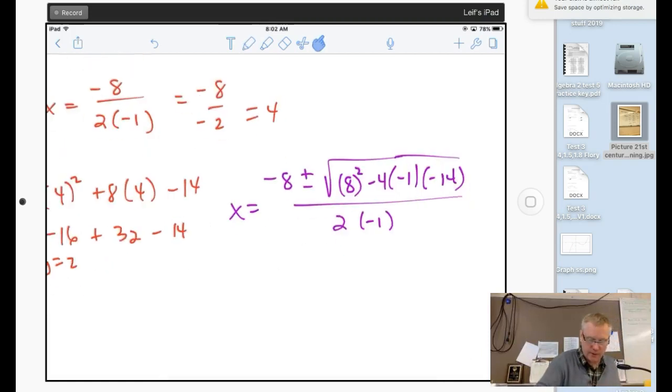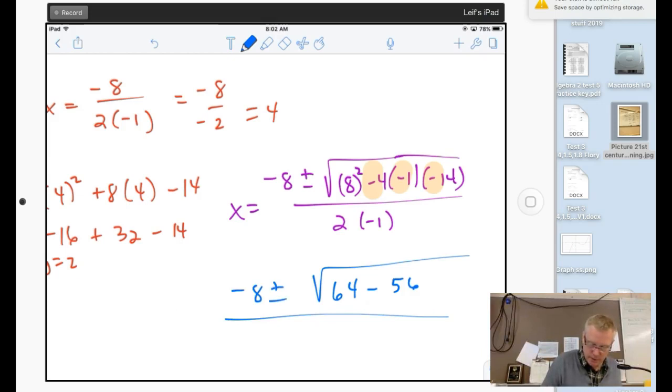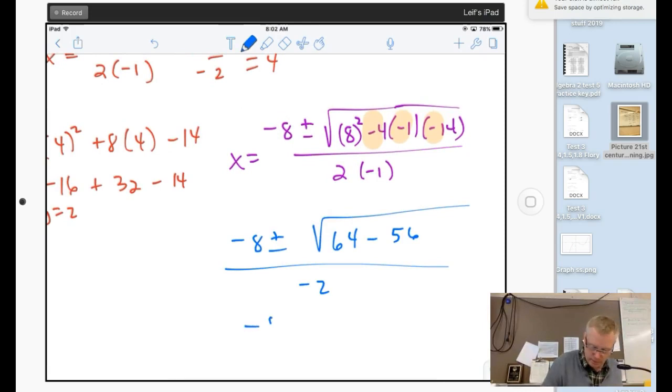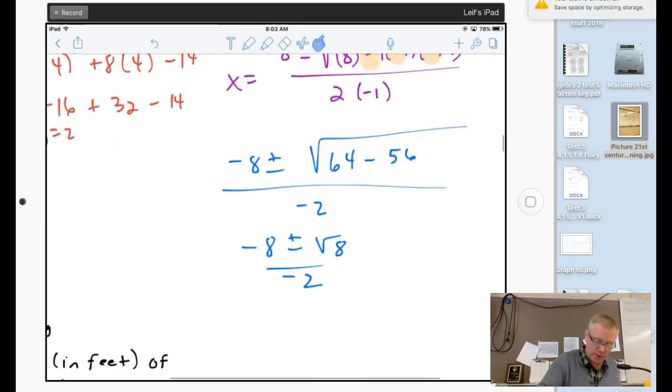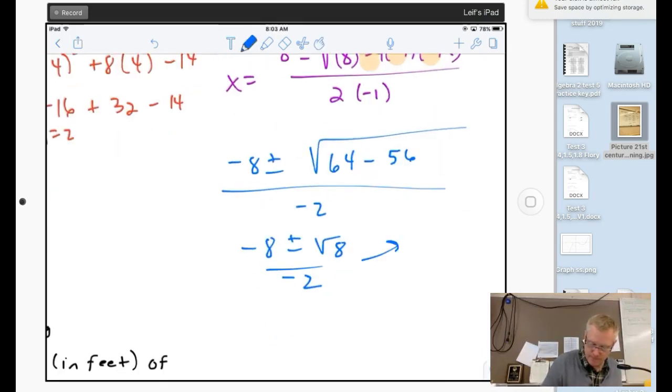Okay, so if I start simplifying this, notice how many negatives I got here. It's always worth a moment to check that out. I got 3 negatives, which means that's going to be a subtraction sign. So that's 64 minus 4 times 14, which is 56. So that's -8 plus or minus that all over -2, which gives me -8 plus or minus the square root of 8 over negative 2. And if I break that up, I get my two answers of 2.6 and 5.4.